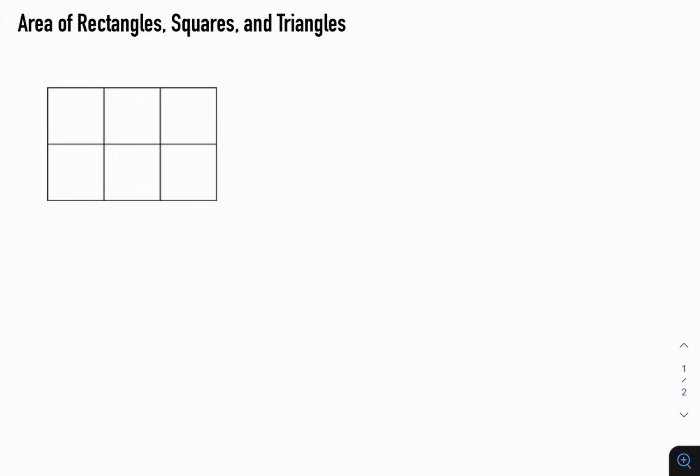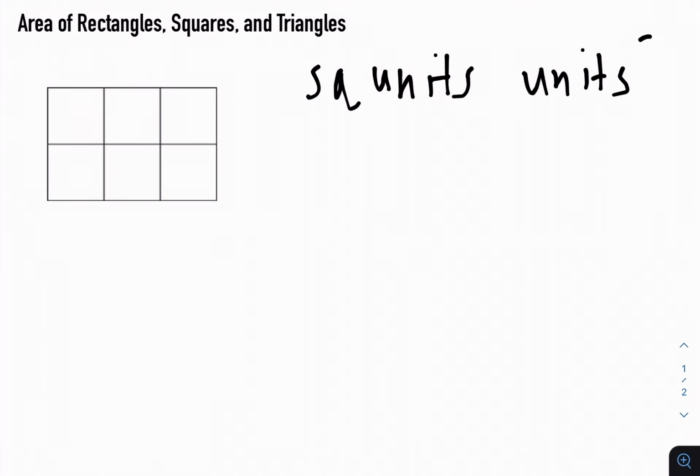In this video, we'll be learning about area. Area is the amount of space occupied by a two-dimensional shape. It's measured in square units, which is denoted by the exponent 2. So the units can be square units, or you can write it with an exponent, which is units, and then the square symbol.